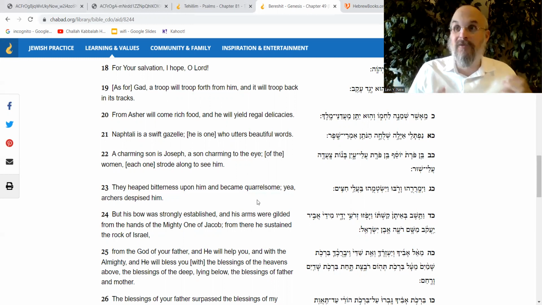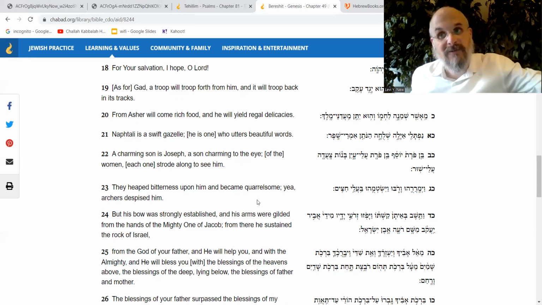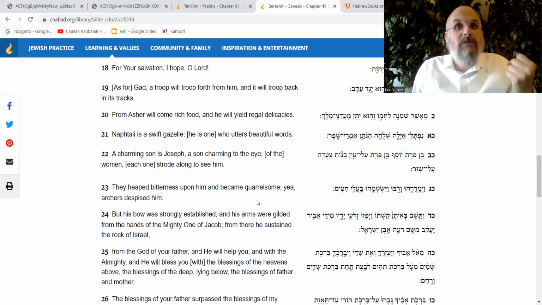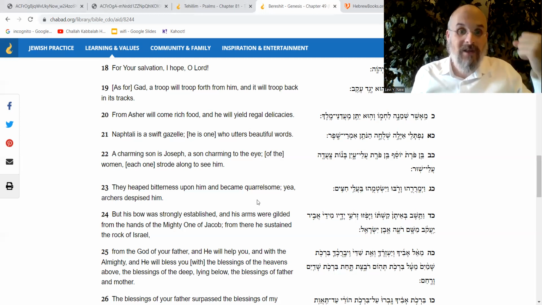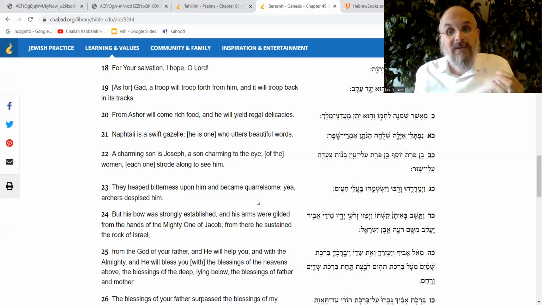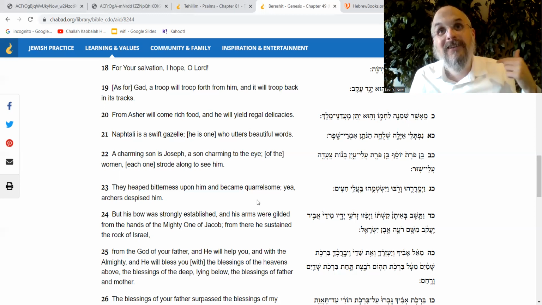Now, in this context, where women love him and likewise are despising and jealous of him, says the next verse, Yaakov again describing blessing Yosef using his life experience. But his bow was strongly established, and his arms were gilded from the hands of the mighty one of Jacob. From there he sustained the rock of Israel. Notwithstanding the fact that everybody wants him, notwithstanding they're all despising him, his bow was strongly established, didn't fall, and his arms were gilded with the hands of the mighty Jacob. The image of Jacob reminds him not to sin. And from there, he sustained the rock of Israel. From there, he was capable of being on the rock, on the stone of the high priest.